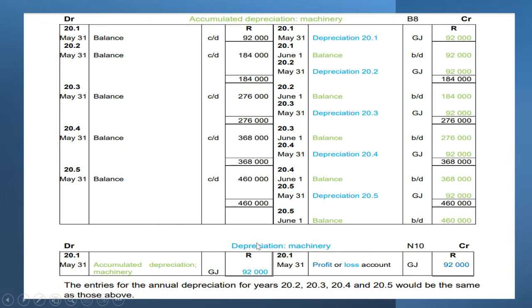So we close off this account to where? To profit or loss, because we said the depreciation is an expense. Expenses at the end of the financial period, they need to be zeroed out. So you will notice that we credit what? That's depreciation. It is credited by what? By profit or loss account for how much? For 92,000. So here you don't see any balance brought down or any balance carried down, but because it's an expense, they need to be zeroed out. They need to be closed off to profit or loss account. But when you check your accumulated depreciation, it does have your balance carried down and your balance brought down.